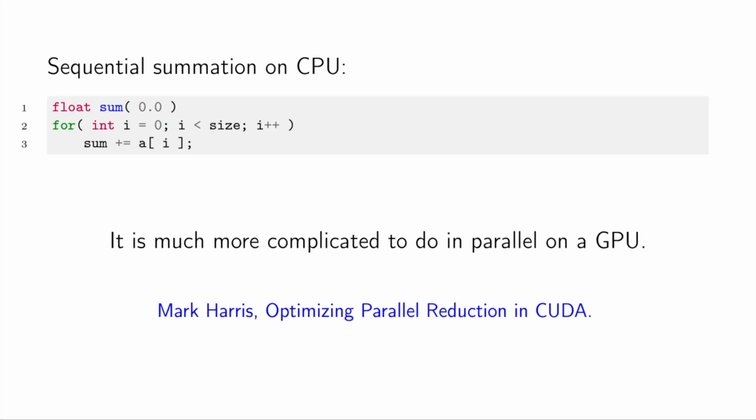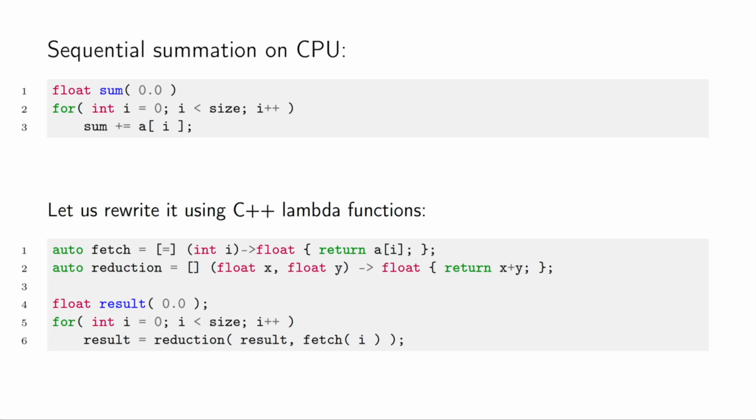Therefore, in this video, we will show how to perform parallel reduction in TNL easily with a few lines of code without compromising efficiency. Let's return to our example of summing all numbers in array A. Here we can see the original code written in pure C, and below we see the same code written using lambda functions. At first glance, this may seem like an unnecessary complication, but later we will see that lambdas offer a powerful tool for performing parallel reduction.